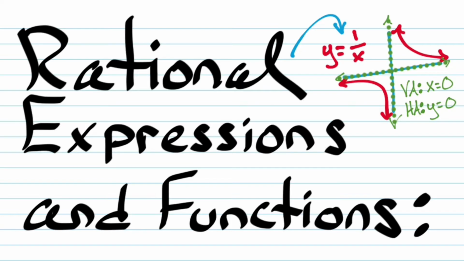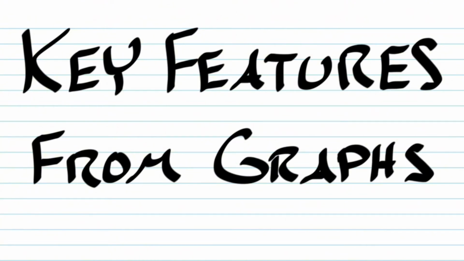The main details to notice in this diagram is that the rational function 1 over x has both a vertical and a horizontal asymptote, and today we're only going to be looking at the key features of a rational function that you would be able to observe on a graph. So let's go ahead and jump into some of those key features.